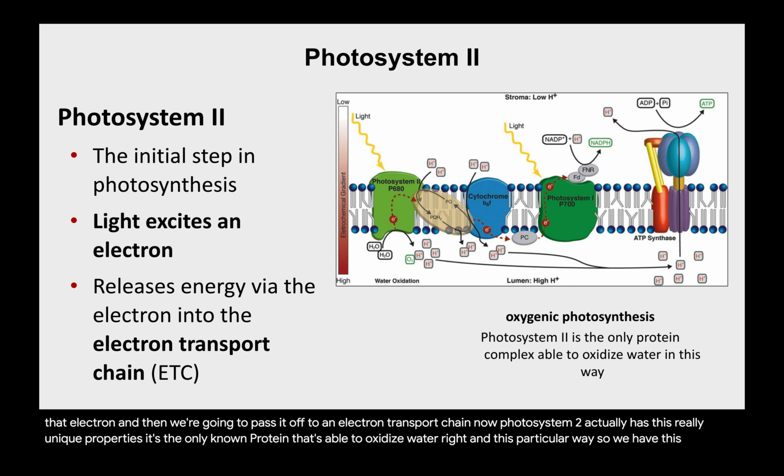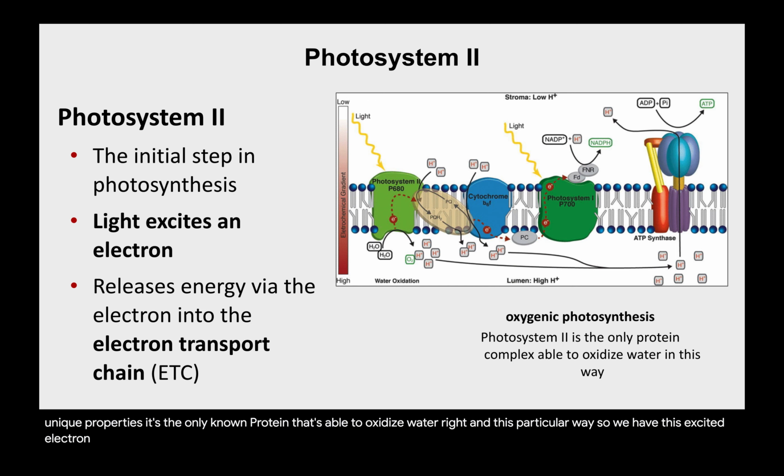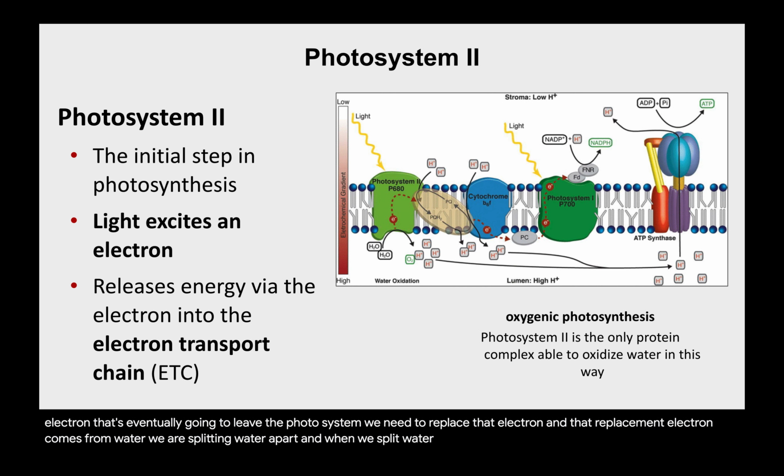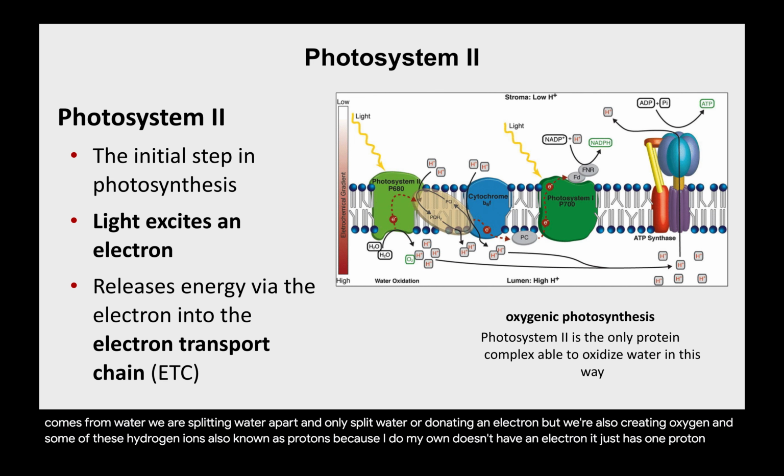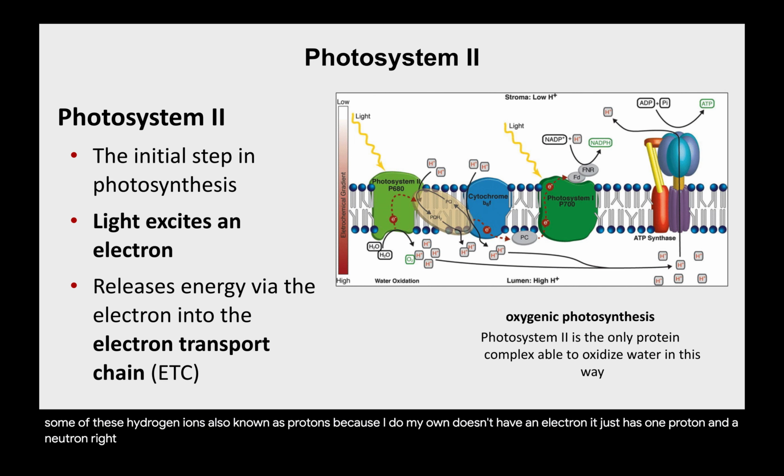So we have this excited electron that's eventually going to leave the photosystem. We need to replace that electron, right? And that replacement electron comes from water. We are splitting water apart, right? When we split water, we're donating an electron, right? But we're also creating oxygen and some of these hydrogen ions, also known as protons, right? Because a hydrogen ion doesn't have an electron. It just has one proton and a neutron, right?